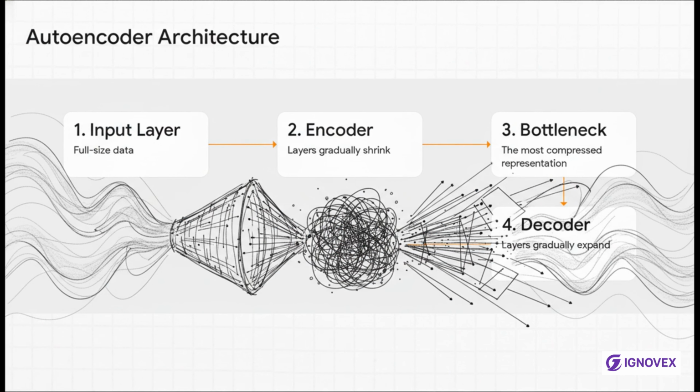This visual here just lays out the whole journey perfectly. Data comes in at full size. It gets squished down by the encoder layers until it hits that tiny bottleneck. That compressed code is what we call the latent representation. It's basically the machine's abstract idea of the input. And from that tiny code alone, the decoder then tries to rebuild the original, expanding the layers back out again.